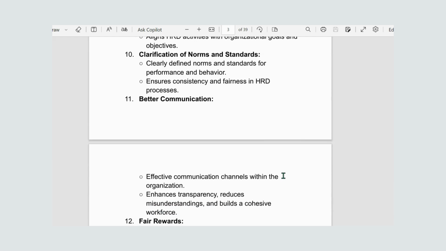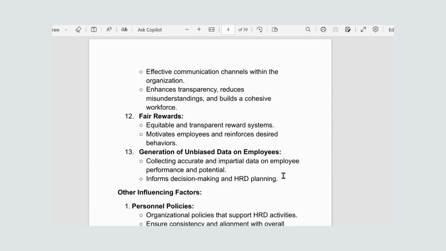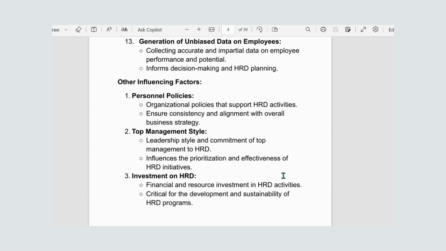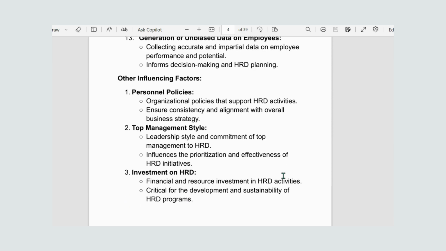Also, it leads to fair rewards, where employees are motivated and the desired behaviors are reinforced. It also helps in generation of unbiased data on employees by collecting accurate data on employee performance and informing decision making and HRD planning. Other influencing factors of HRD development are personnel policies and the top management system. The leadership style and commitment are included in them. This influences the prioritization and effectiveness of HRD initiatives.